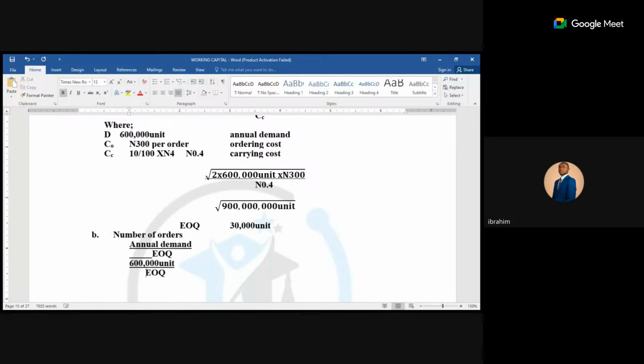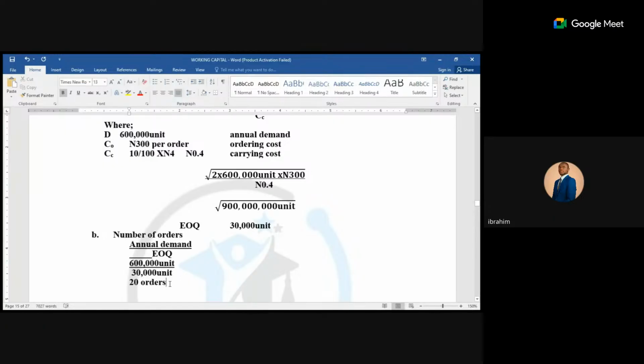Then the EOQ is 30,000 units. So what is the number of orders? 20. Is it supposed to be in units? No, the units cancel, that is 20 times, 20 orders. Class, please always pay attention to details. This is 600 units divided by 30,000 units. Units cancel units.